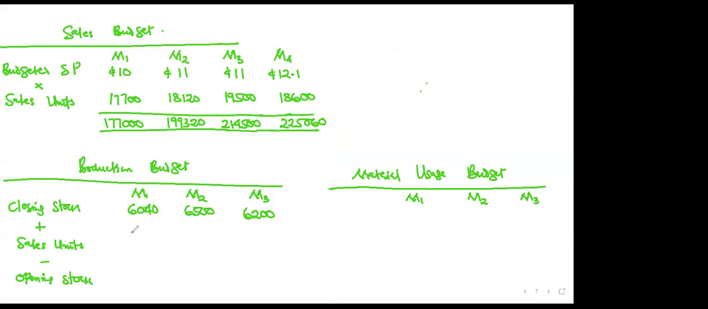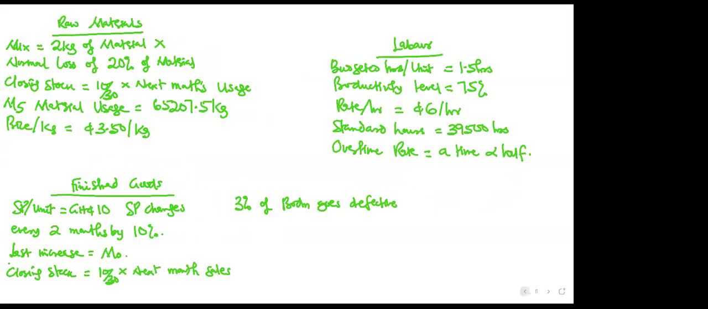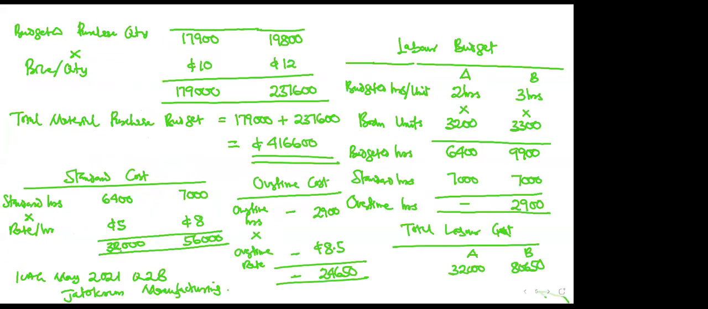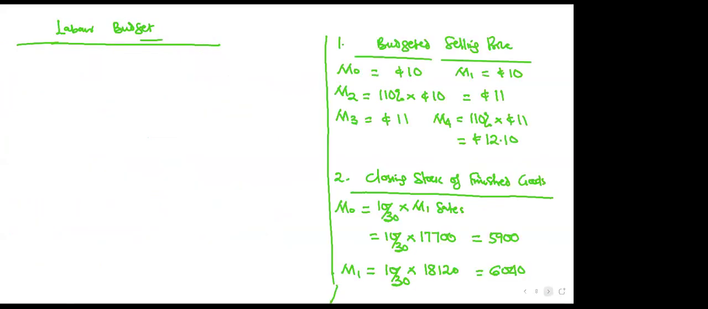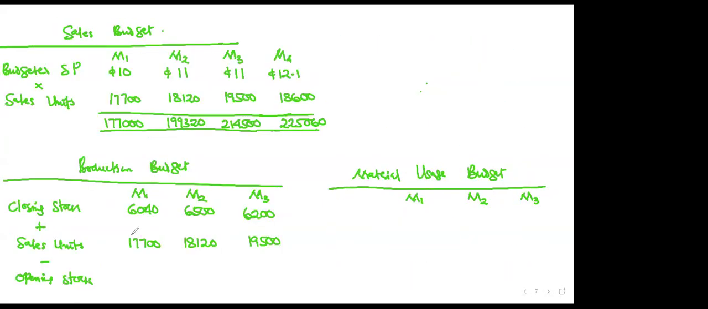Plus the sales units. Give me the sales units. They are already there for you up there. Copy it. 17,700. 18,120. 19,500. Are you following? Yes, sir. The opening stock of month 1 is the closing stock of month 0. Do you agree? Yes. So month 0's closing stock, you have what? 5,900.